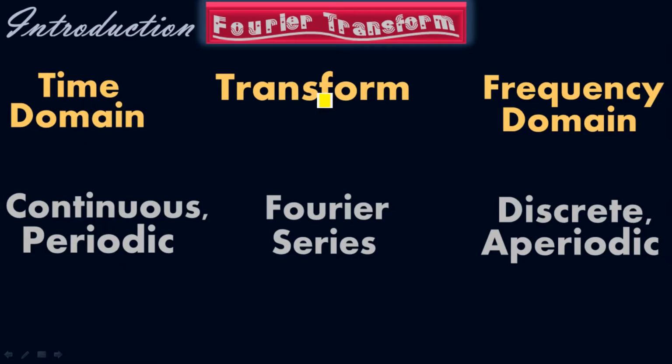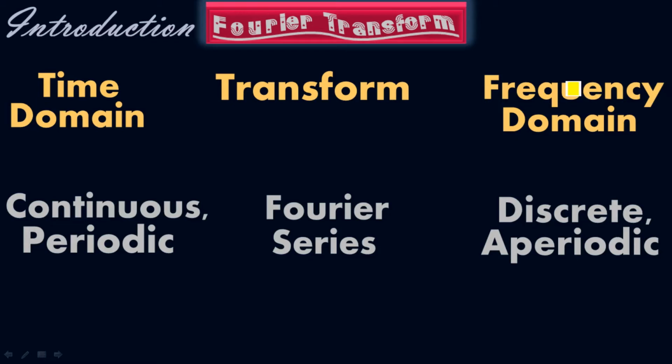Then what kind of transform can we use? We can use Fourier series. Fourier series is a special type of transform where we can change the signal from time domain into frequency domain. We do this transformation from time domain into frequency domain.